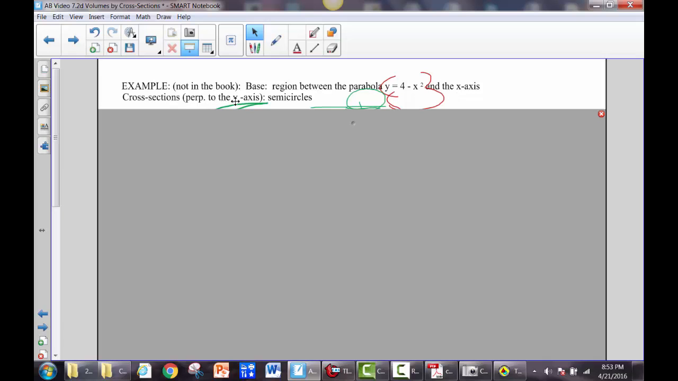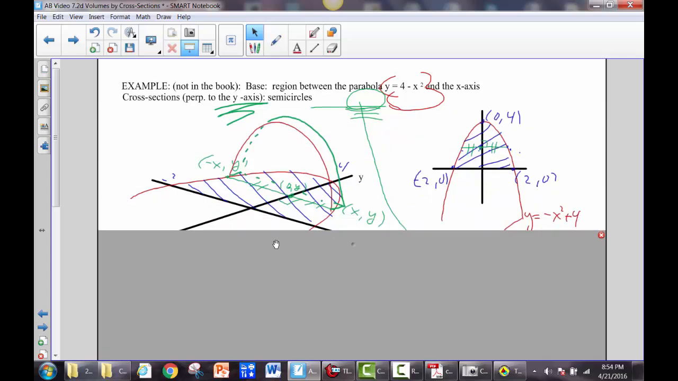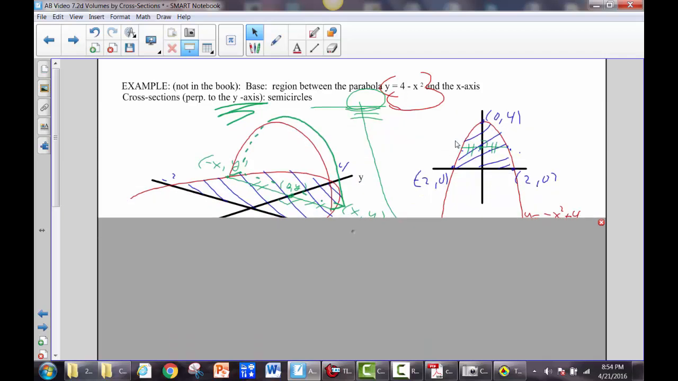The cross sections perpendicular to the y-axis are semicircles. Okay, so first of all, here's our base. I'm looking at it aerial view. I have the parabola y equals 4 minus x squared, which has x-intercepts at 2 and negative 2. And the other border of my region is the x-axis. So this now becomes the base of our very bizarre house. That's our foundation right there.